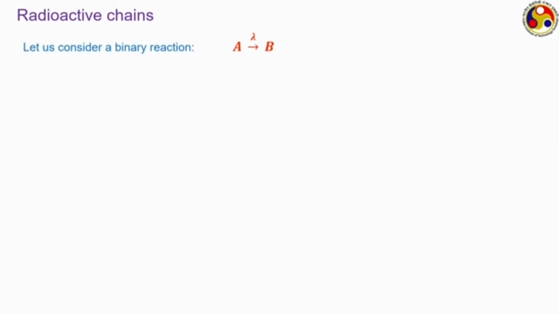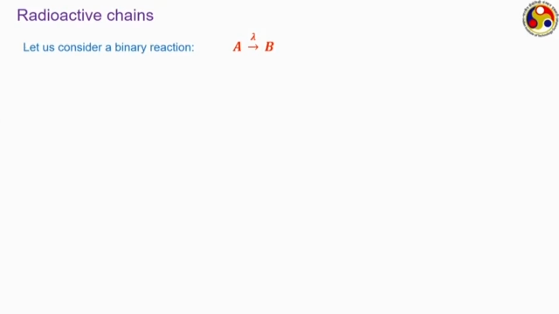Now, we come to the radioactive chains. As I have mentioned, whenever one radioactive isotope undergoes a decay, it produces a daughter. The daughter is very commonly radioactive in itself, and accordingly the daughter nucleus can also undergo some kind of reactions. But before we go to such chains, let us just stick to a binary reaction.